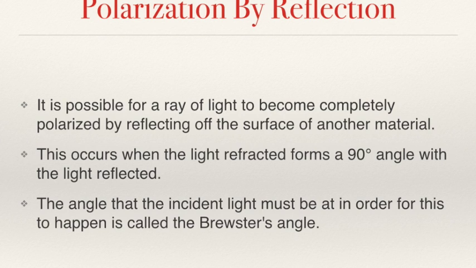Polarization by reflection. Light can be completely polarized by reflecting off of a surface under certain conditions. If the reflected light and the refracted light form a 90-degree angle with each other, the reflected light will become completely polarized. The angle that you need to shine the incident light at in order for this to happen is called Brewster's angle.